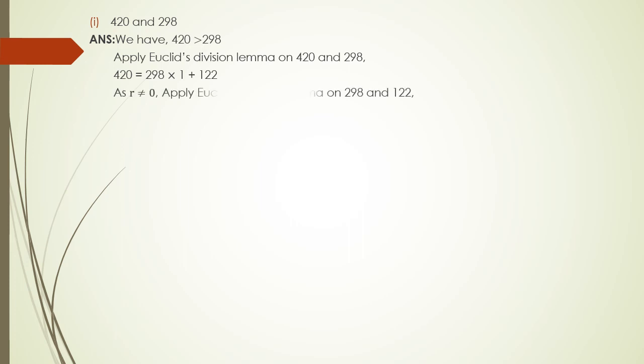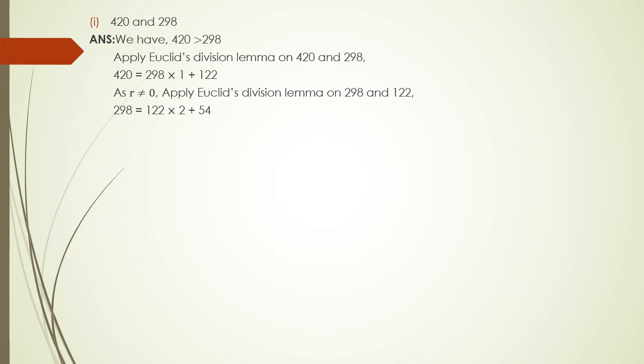That is, we are going to apply Euclid's division lemma on 298, which is divisor of the previous step, and 122, which is remainder of the previous step, because remainder is not equal to 0. So again, by using long division, 298 can be written as 122 into 2 plus 54. Here, do not forget to follow the sequence, that is, A is equal to B into Q plus R. First of all dividend, then divisor, quotient, remainder. So we will get 298 is equal to 122 into 2 plus 54. Here 2 is quotient, 54 is remainder.